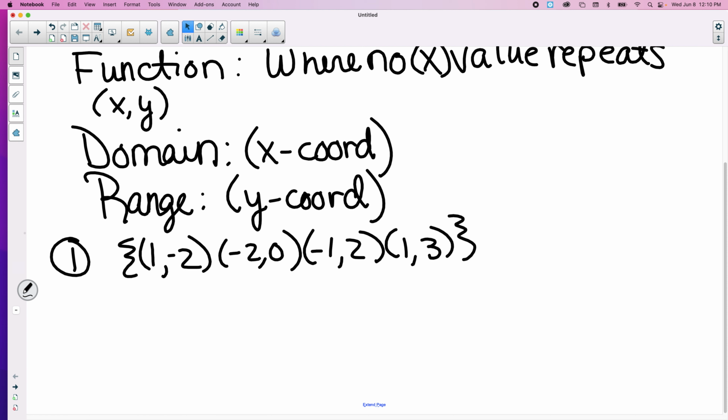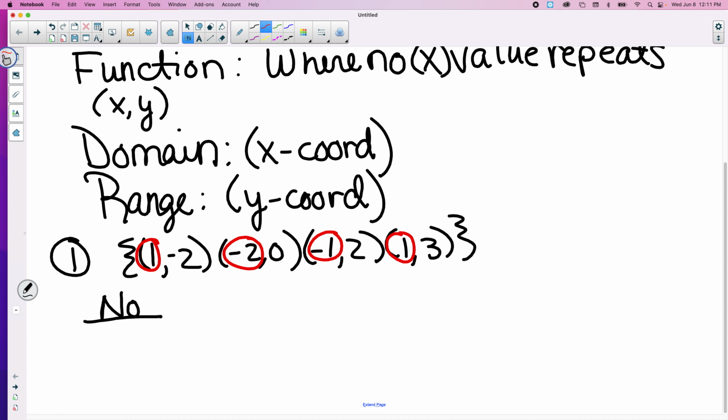Alright, so on number one, our first question is, is it a function? Okay, so to determine that, we look at the domains, which is all of the x coordinates. So these are our x coordinates. Do any of those repeat? Yes. You have a 1 here and a 1 there. If any x value repeats, then it's not a function. So your first answer where it says function, you're going to put no. All the y values can be the same. That doesn't matter. It's only the x value that determines whether or not it's a function.